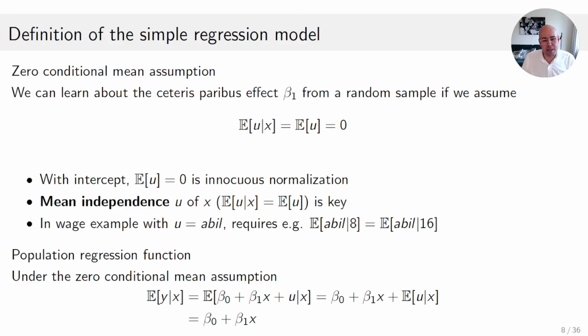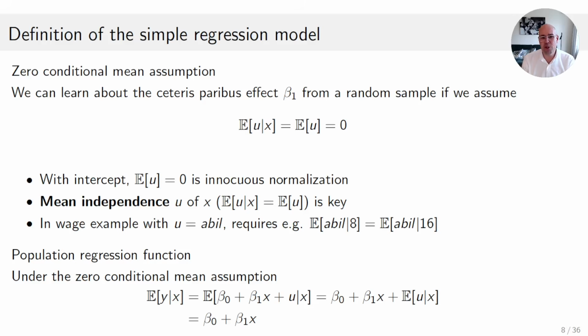Now, in the wage example, just for the moment, say that u is ability, okay? So what would that mean? It would mean that people who earn 5 euros more have 5 units more ability. This is just to fix ideas. What this would mean is that the expectation of ability, given that somebody goes 8 years to school, is equal to the expectation of ability when somebody goes to school for 16 years.